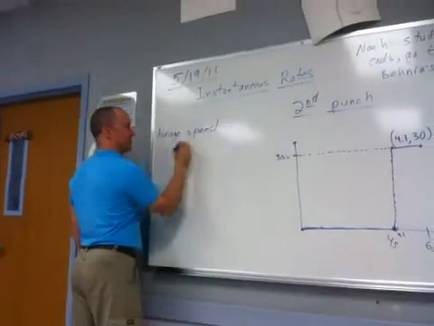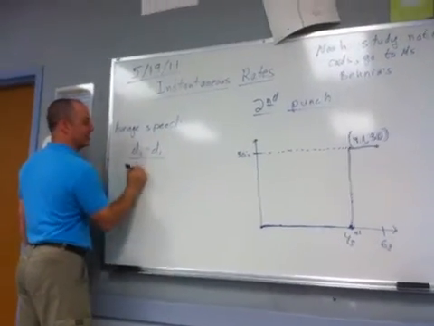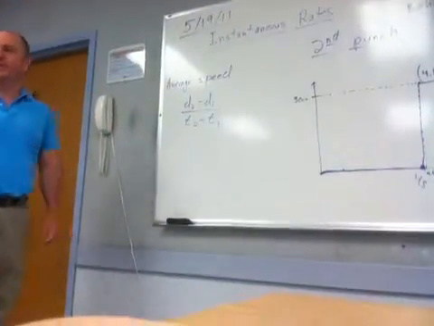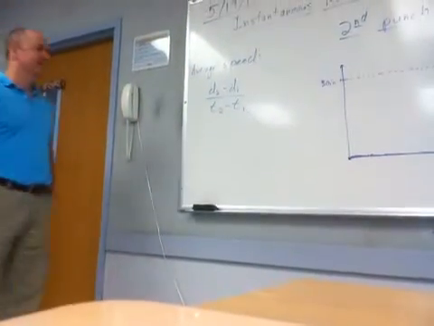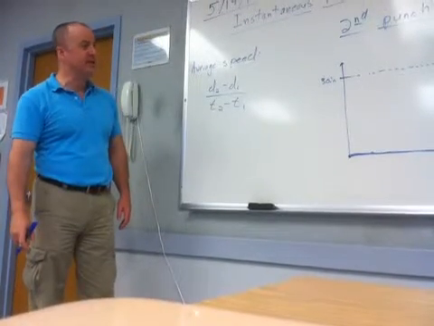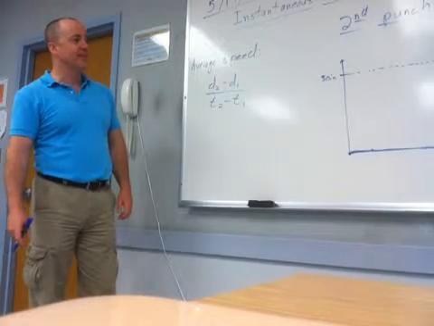Average speed is (d2 minus d1) over (t2 minus t1). Look familiar? Yes, you should look very familiar. It's velocity. If you know the direction, it's velocity. If you don't, it's just speed. We're not really going to worry about direction right now.